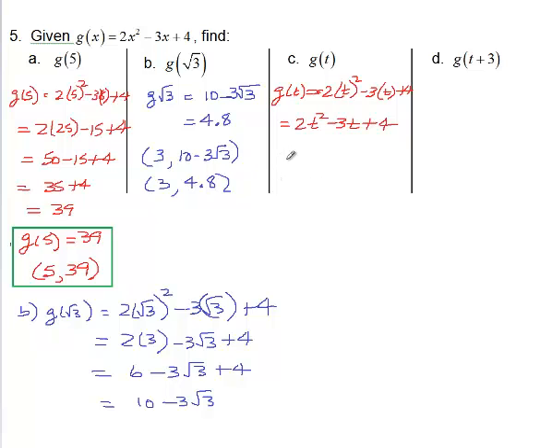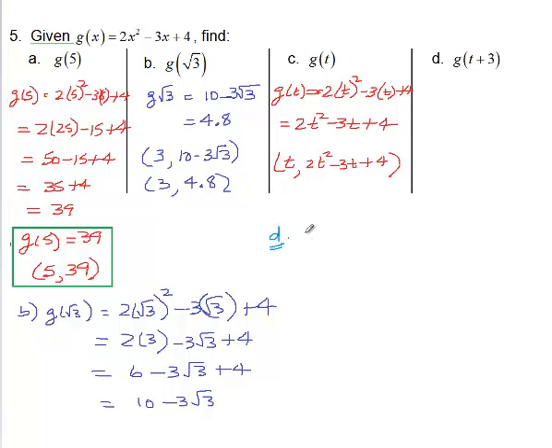And again, as an ordered pair, it would simply be t, comma, because when x is t, y is 2t squared minus 3t plus 4. Now the last one is a binomial, t plus 3, substituting it in for x. So it requires a little bit more work, so I'll move down here.